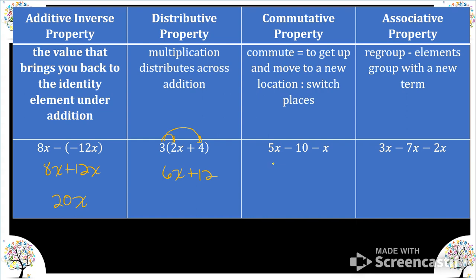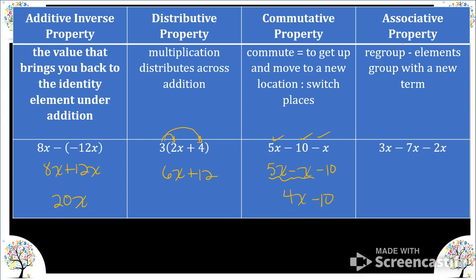Commutative property lets us move terms around. So if I move around this negative x and bring it up with the 5x, because these are like terms, and then I move the negative 10 to the end, I can now combine these to get 5x minus 1x and then minus 10. So I went from 3 terms to 2 terms, simplified.